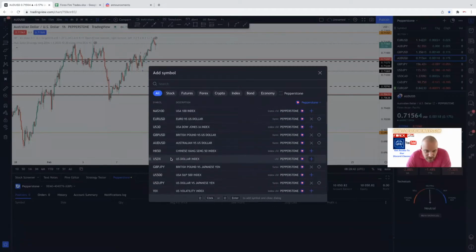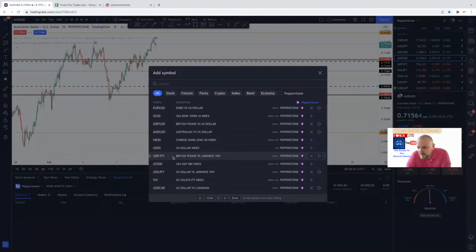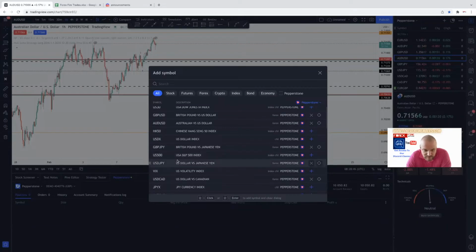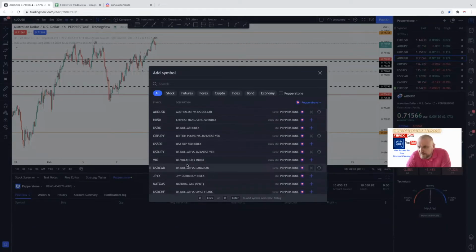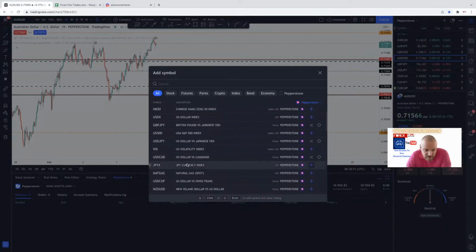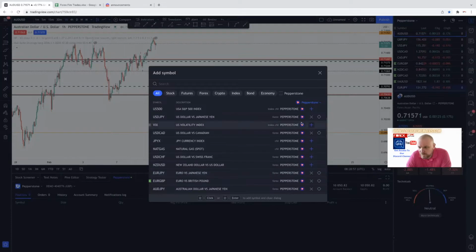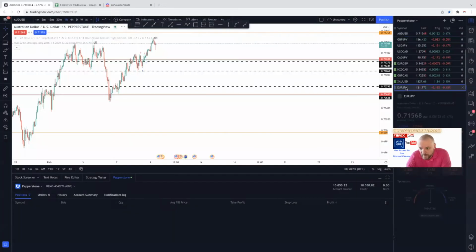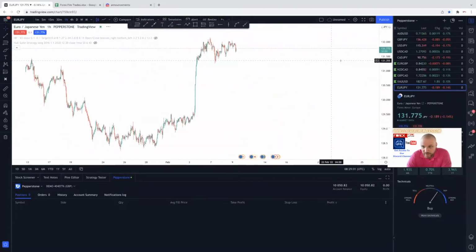Euro GPY is on there. USD card's on there. Euro GPY. Let's go on the Euro GPY. We'll start this from the beginning because I don't think there's anything set on here.